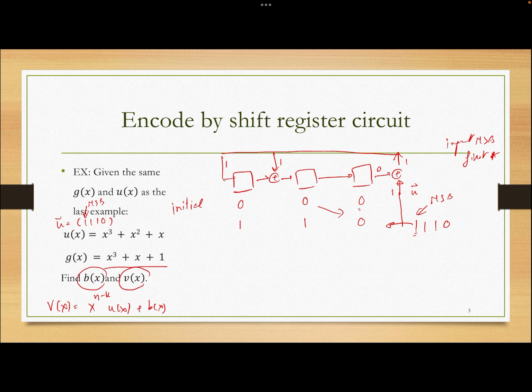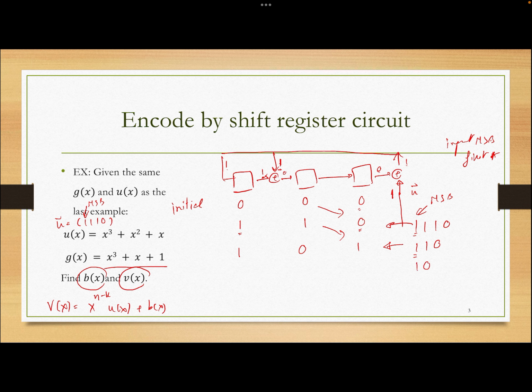Okay, then you have 3 bits left. After you input the next bit, it's 1 here, and the shift out is still 0. So 1 plus 0 is 1. So it goes down as 1 here. But right now, the output from the first box is 1, right? So 1 plus 1 plus 1 is 0 here. So it becomes 0 here. Okay, then this just shifts. Okay, so this is the result of this bit coming in.